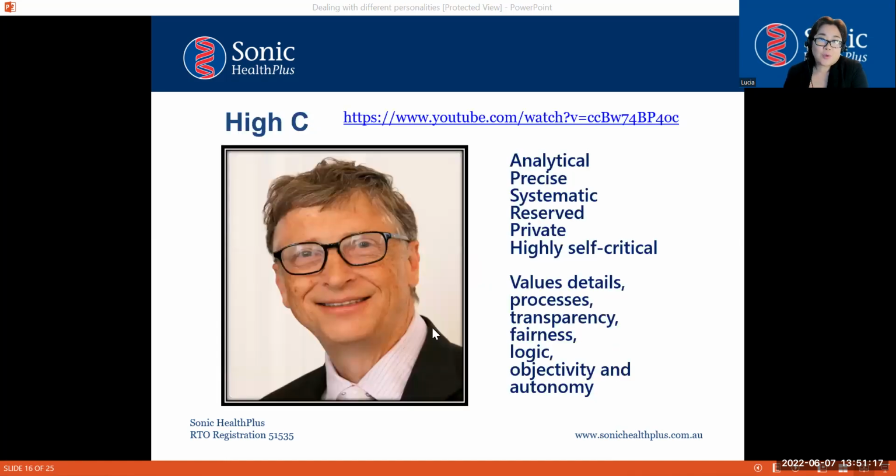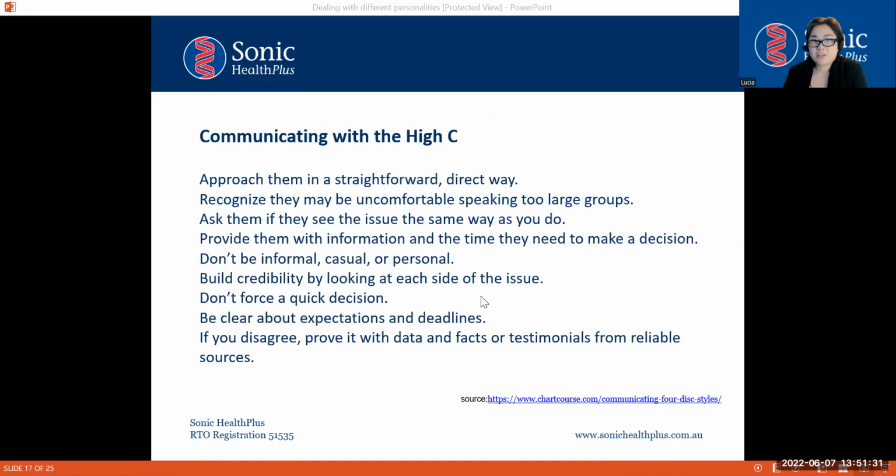Now the C, as we all know, you have to have the time to speak with them and give them the time to respond. Okay, stick to the objectives, be very logical and reasonable when you talk to them. Approach them in a straightforward, direct, assertive way, but not aggressive. Do not criticize them as people, only the behavior, but tread very carefully. They're very highly self-critical people. So if you've observed it, they most probably have observed it themselves.